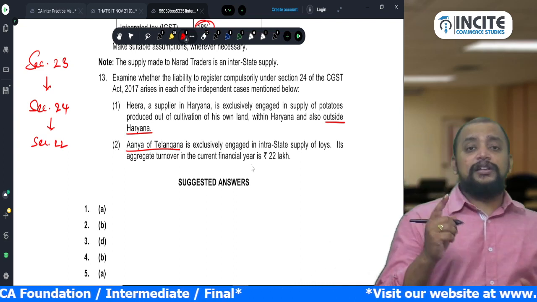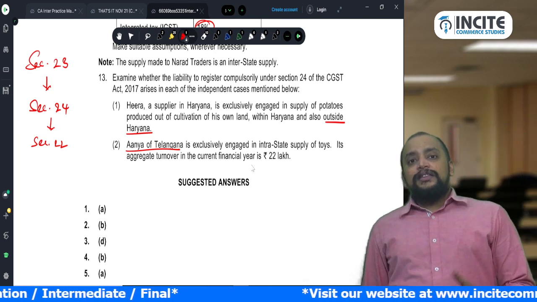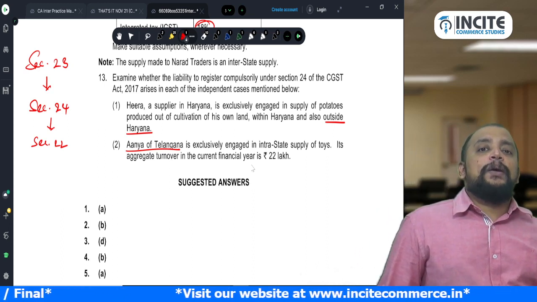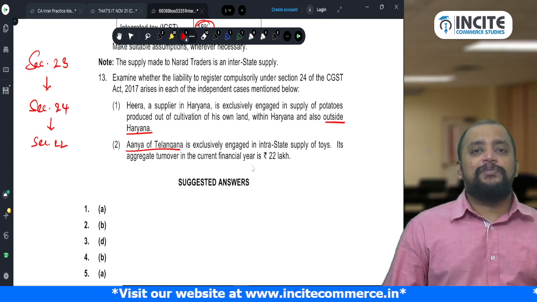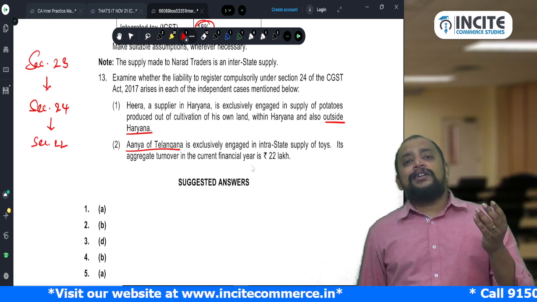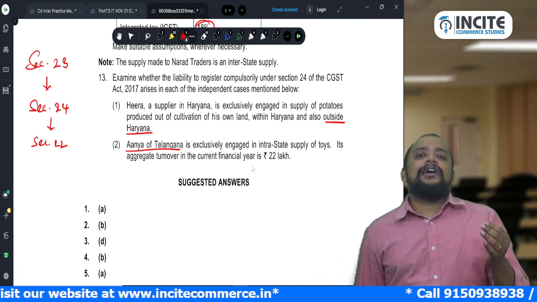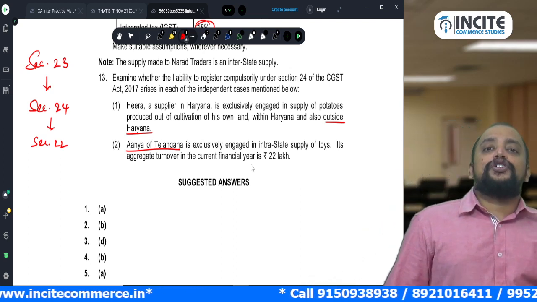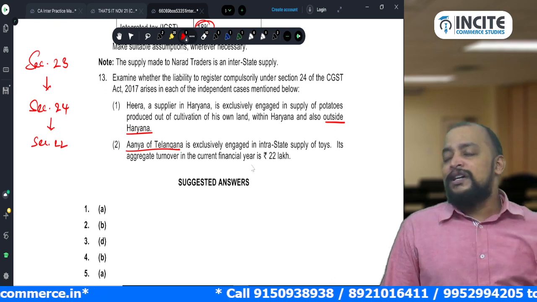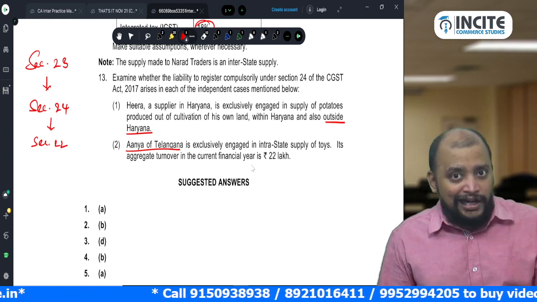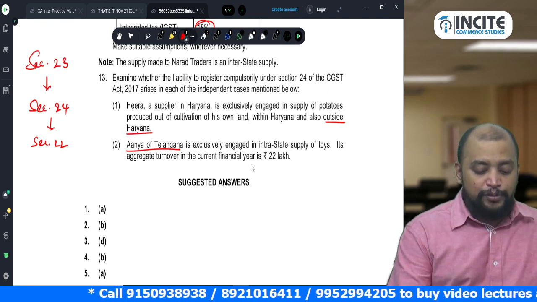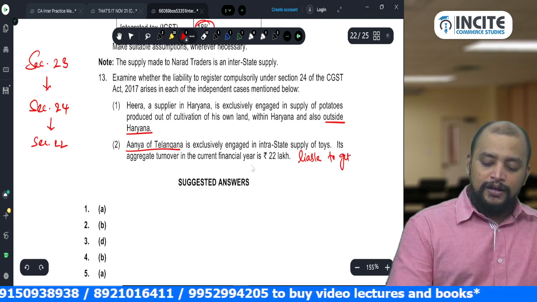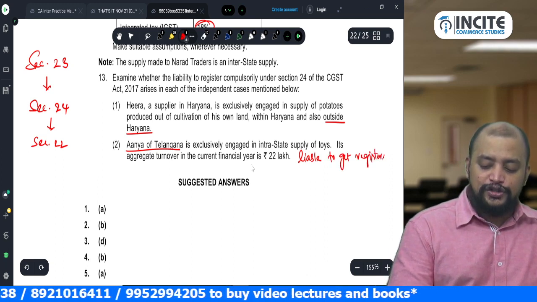This is registration for business in only one state. If they are operating in the USAM states, then the 20 lakhs limit will be applicable for both goods and services. Are they operating in those states? Yes. What are the states? Uttarakhand, Sikkim, Arunachal Pradesh, Telangana, Meghalaya, Puducherry. So Telangana is there. Therefore, even though they are exclusively engaged in supply of goods, the applicable threshold limit is 20 lakhs, not 40 lakhs. So Anya of Telangana is liable to get registered. Here in this case, liable to get registered. So you need to write those provisions properly, okay?